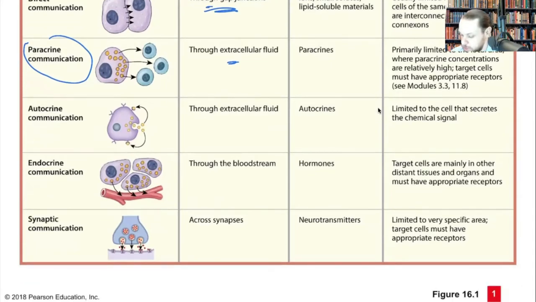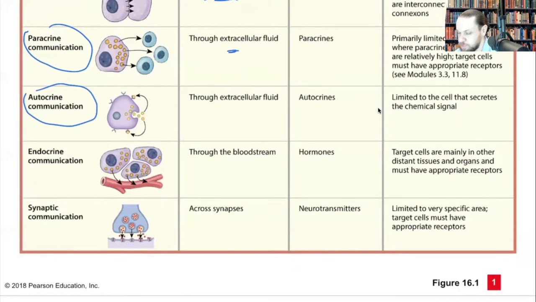Next, we have autocrine communication. So this one is basically whatever the cell secretes will act on itself to regulate its response. One example we're going to talk about today is a secretion of epinephrine binding to an alpha-2 receptor. We learned before about alpha-1 receptors. Today, we're going to learn about alpha-2 receptors. So if epinephrine binds to an alpha-2 receptor, it's going to downregulate its response. It's basically an inhibitory response. So that will be one example.